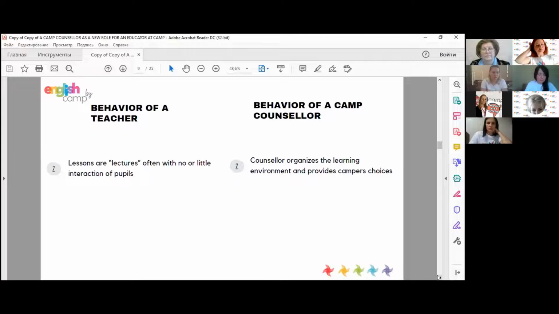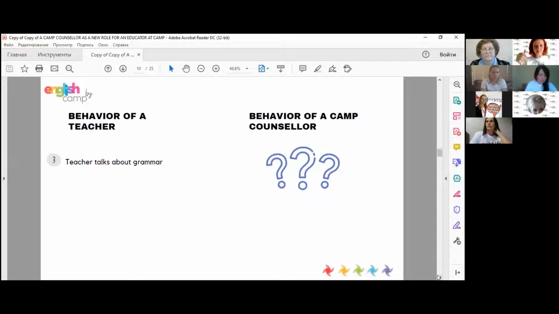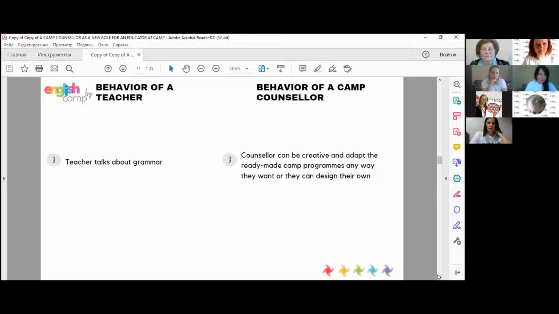Maybe one more. A teacher talks about grammar. Does a camp counselor talk about grammar? No, definitely not. Thank you very much. A counselor can be creative and adapt the ready-made camp programs any way they want, or they can design their own.